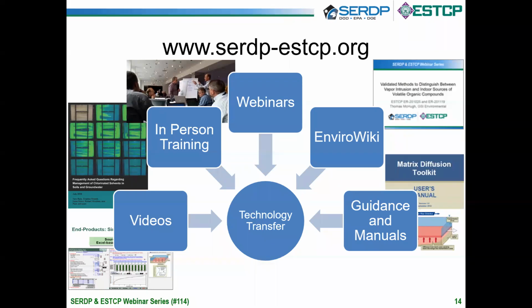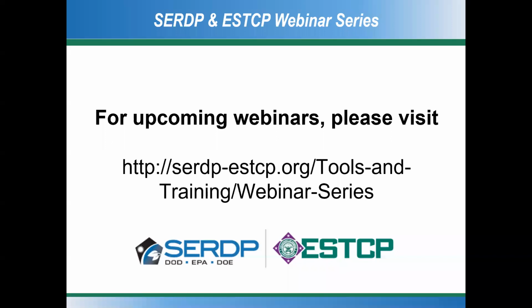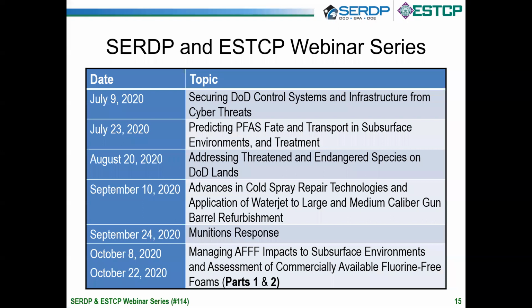As I mentioned earlier, the technology transition is very important to us. We do this in a number of different ways. Everything is available on the SERDP and ESTCP website, but you can find there videos, in-person training, guidance. We have an EnviroWiki, a play on a Wikipedia. And then finally, we have these webinars. These webinars come out every 2 weeks or so, and it is on a variety of different topics. Everything we fund comes into these webinar series.